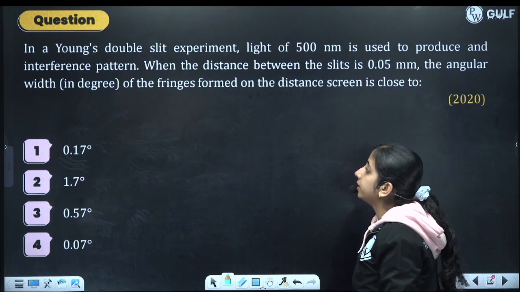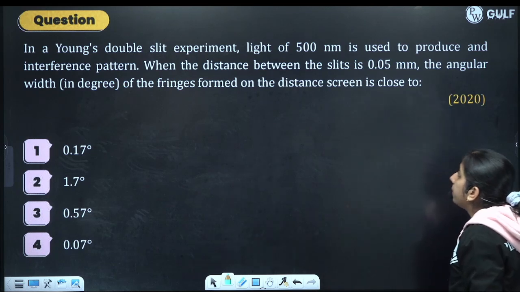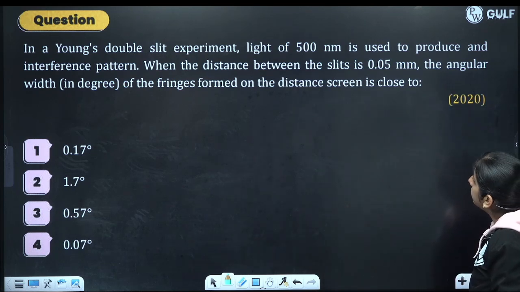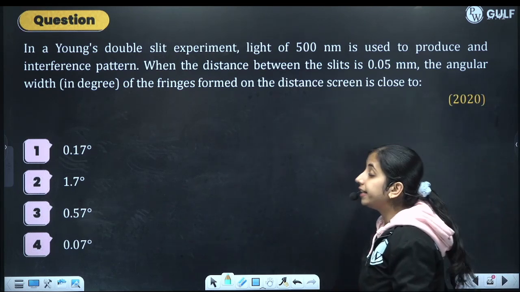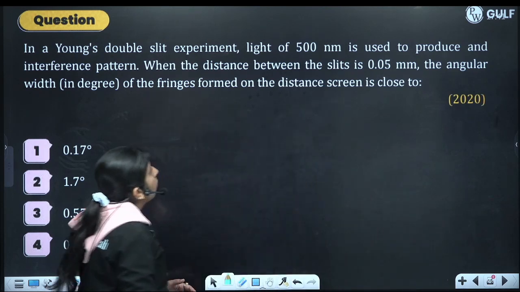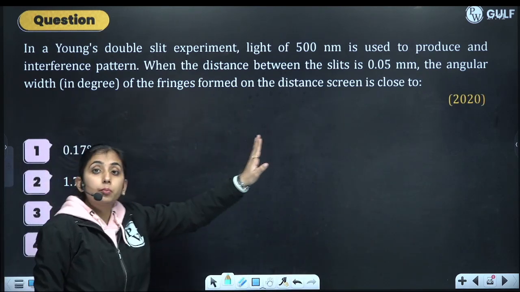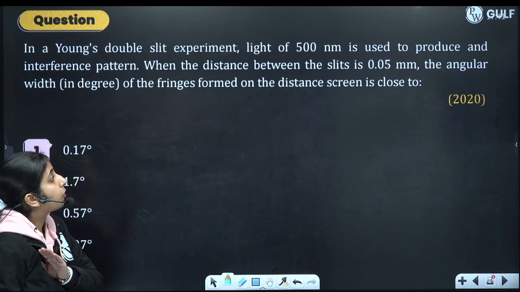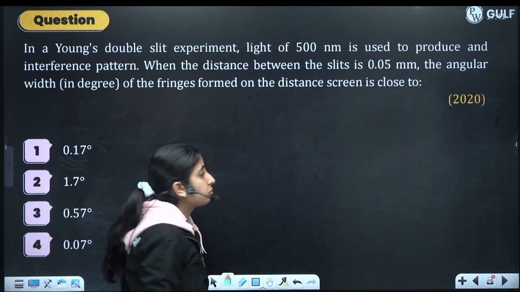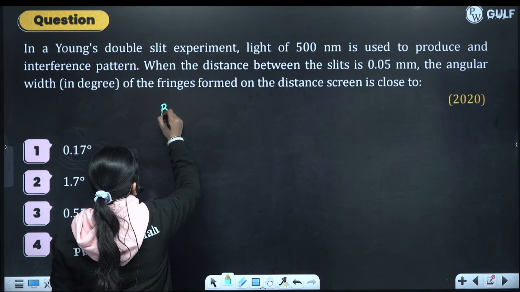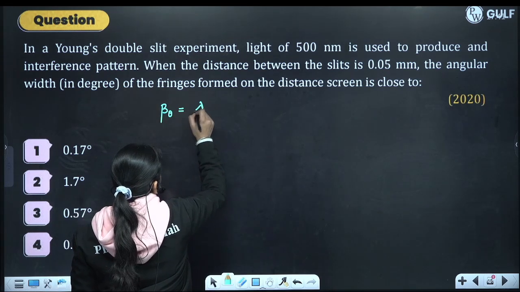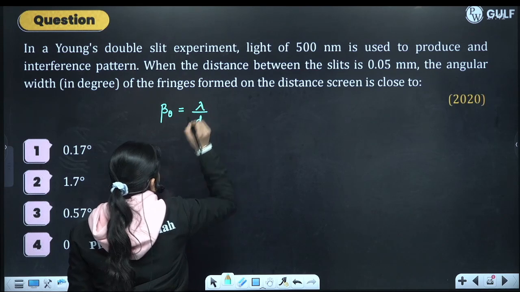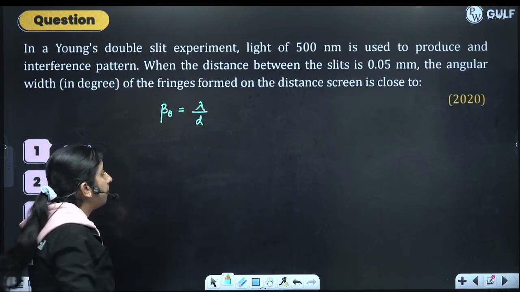See next question. In a Young's double slit experiment, light of wavelength 500 nanometer is used to produce an interference pattern. When the distance between the slits is 0.05 mm, the angular width of the fringes formed on the screen is close to what? See, angular width is equal to lambda by d.